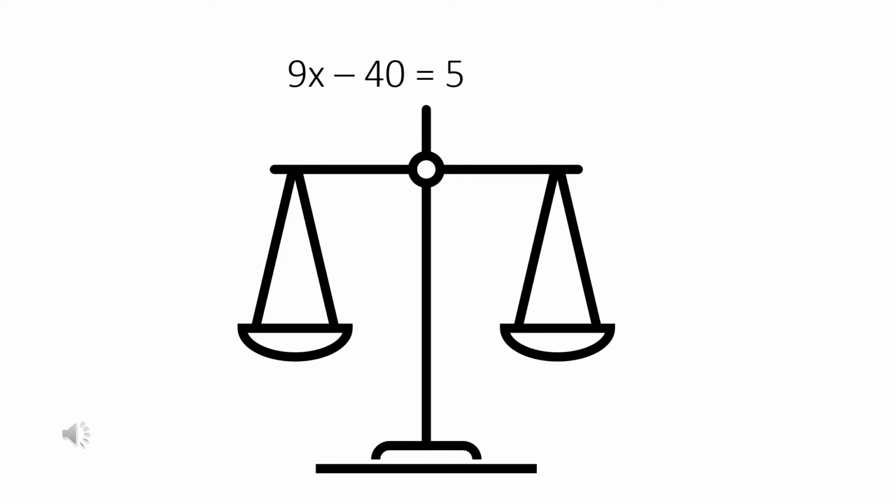Okay, I like to look at these equations as if they're a set of scales. So here I've put on one side of the scales 9x take 40, and then balancing the scales out with that equals symbol, on the other side of the scales we have 5.